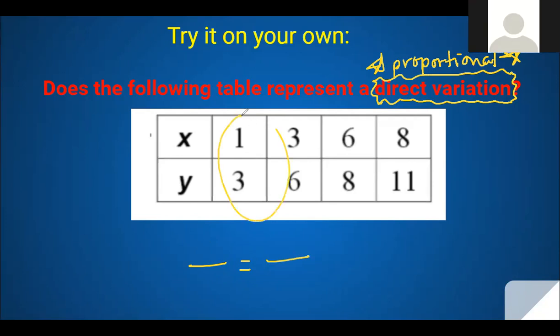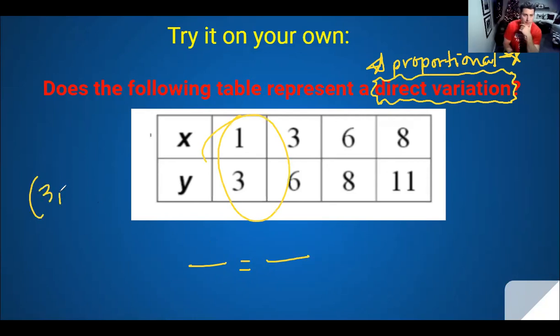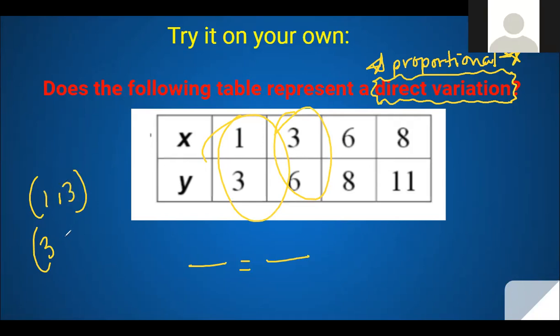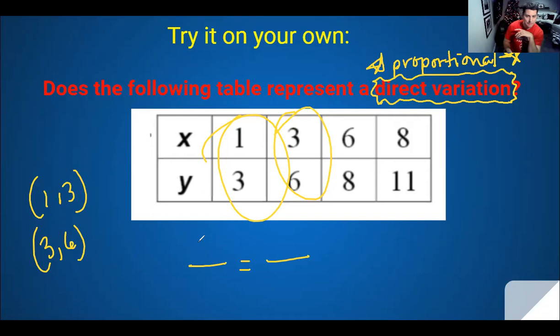1, 3. And 3, 6. Okay, so that's the coordinate 1, 3. You said 3, 6. Okay, so let's take their y values and put them on top. So we've got 3 over 1 and 6 over 3. Are those 2 fractions equal to each other, Alex? How can you prove it?